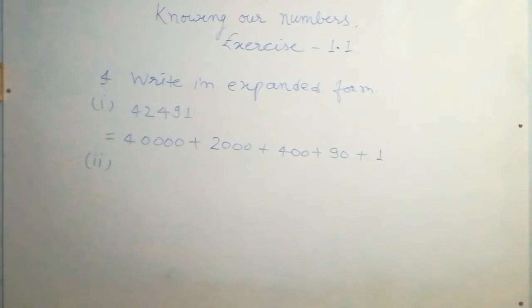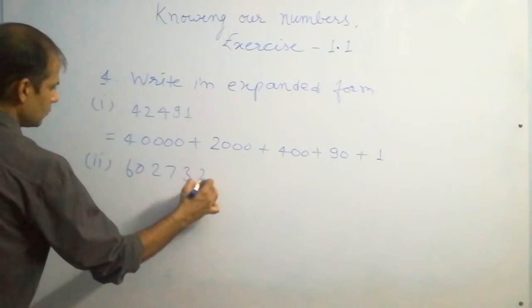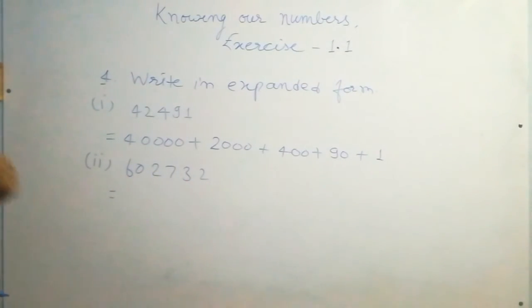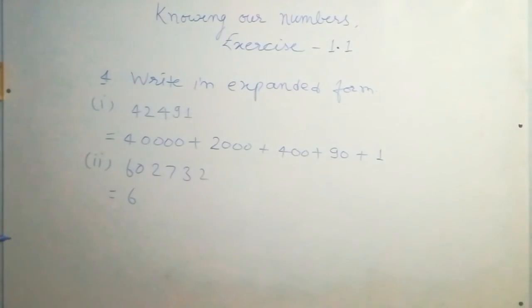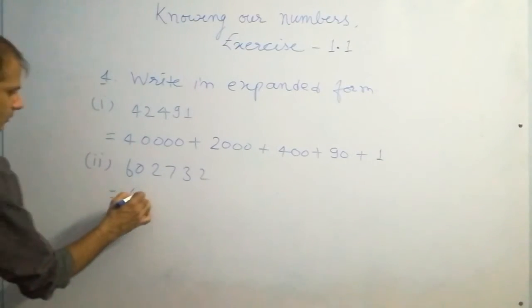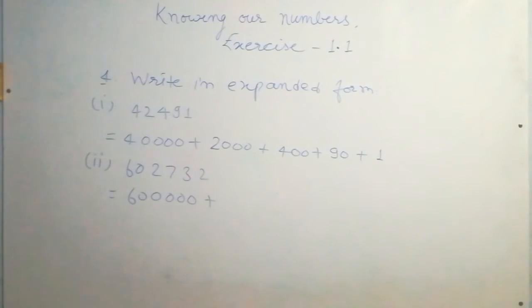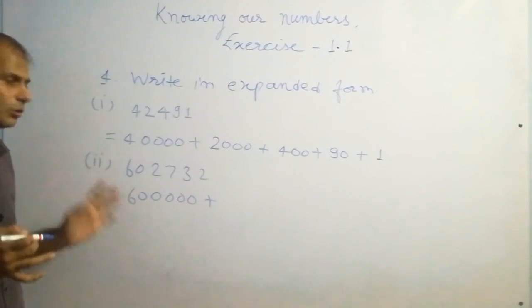Second number is 602732. Again, ones, tens, hundreds, thousands, 10,000s, lakhs. Okay. So the place of 6 is lakh. Lakh means how many zeros are there? There are 5 zeros in lakh. So we will write 6 lakh. Then 0 is nothing, so don't consider 0.